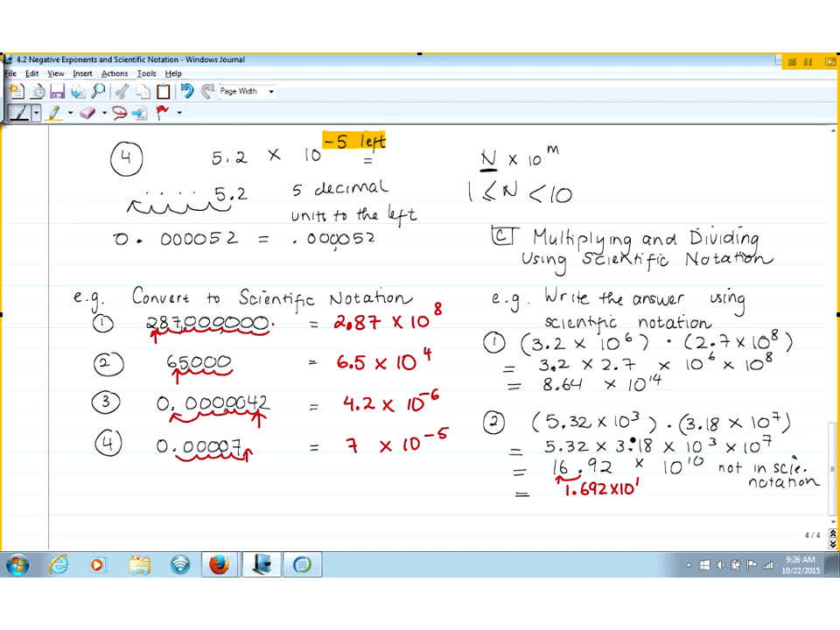Now, I still have 10 to the 10 times 10 to the 10. So how do I write these in scientific notation? So 1.692 times 10 to the, what do I do here? Yes, done. Then this is in scientific notation. Doable? Okay.